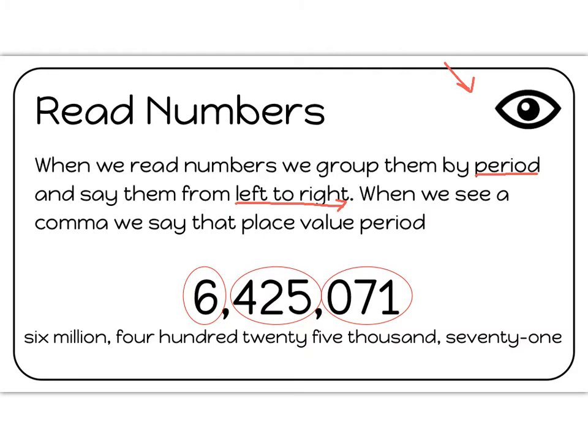So this number below, we would read as 6 million, and I'm going to stop right there with million because I see the comma. So 6 million, then I say these 3 together, 425, there's a comma, 1,000, and then these 3 together, 71. And you can see below that that is written out in word form. 6 million, there's our comma again, 425,000, comma, 71.